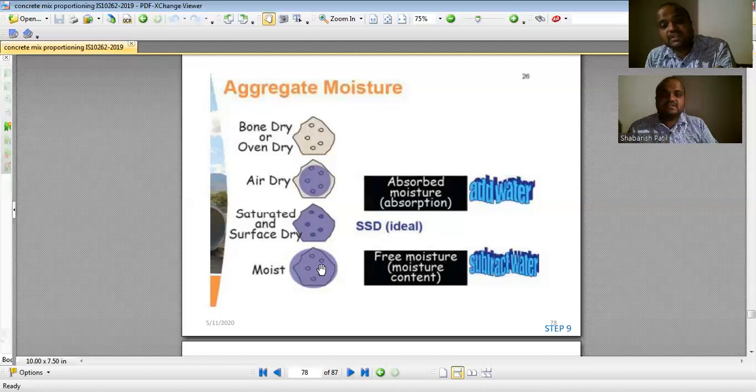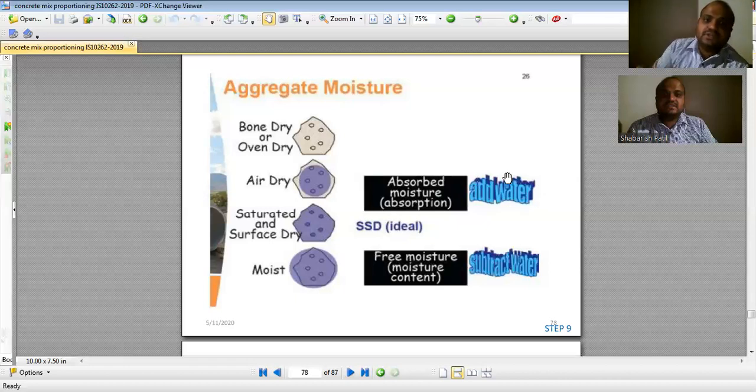And then comes the moist condition. Now I have excess water in the aggregate. It is moist. If you keep the aggregate in your hand, you can feel the moisture in the aggregate. That is the moist condition. So what you have to do is, if your aggregate is in air dry condition, it means your aggregate has a capacity to absorb water. Some amount of the water you add to the mix proportion will be absorbed by the aggregate, and this water is not released for hydration. So if your aggregate is in air dry condition, then you have to add extra water.